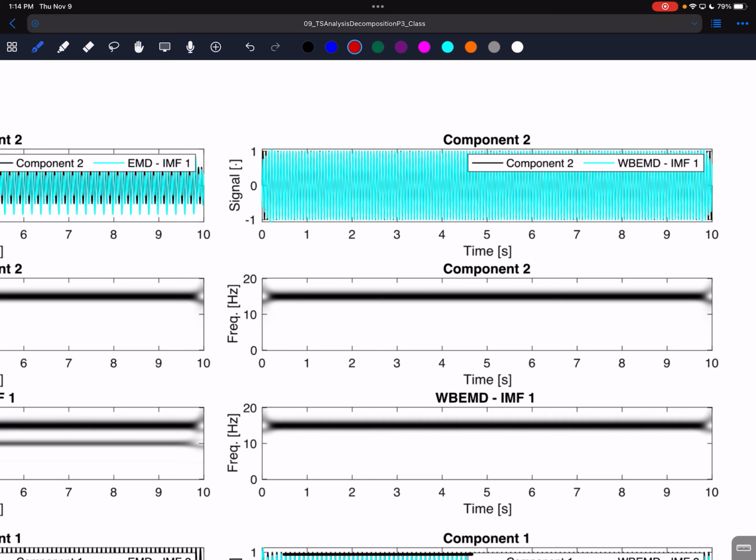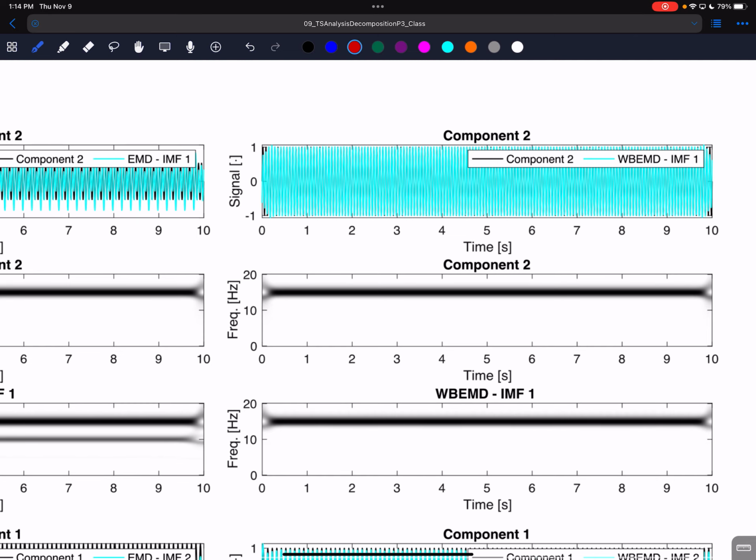We take a look here at the IMF extracted using the wavelet bounded EMD. You'll see here that it is almost identical to that component. There are some end effects. This can be fixed with mirroring, which is not implemented in the version of the code that you will have access to, but those end effects could be addressed with mirroring. In this case, it's nearly identical, so that is a good sign.